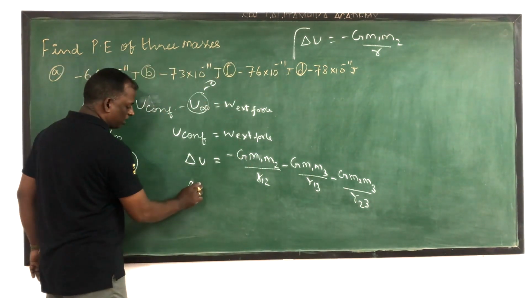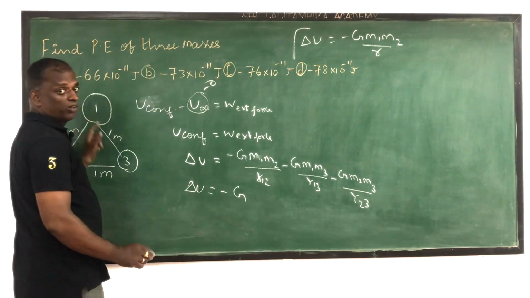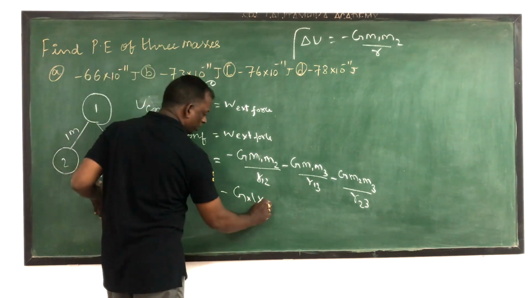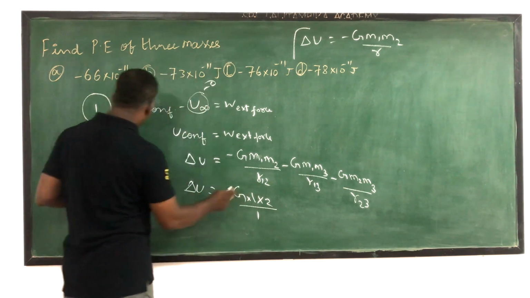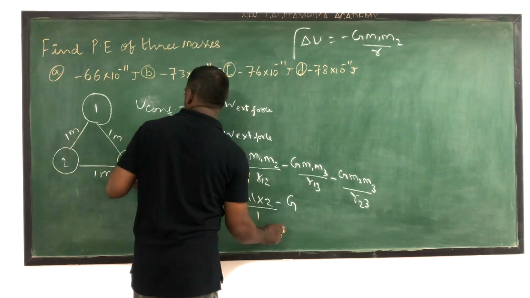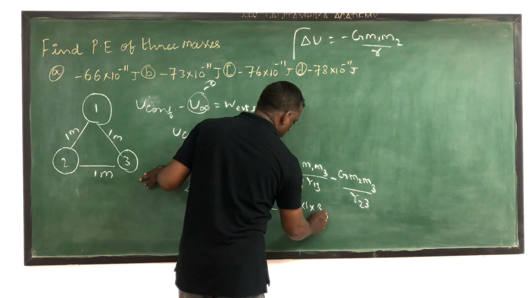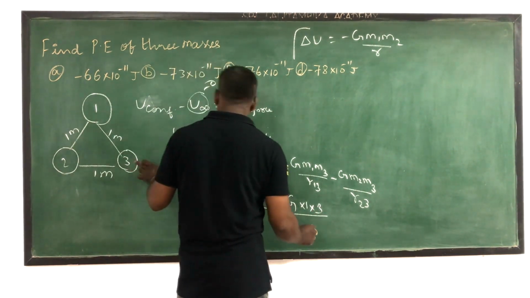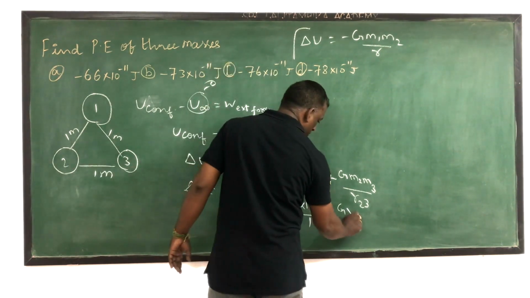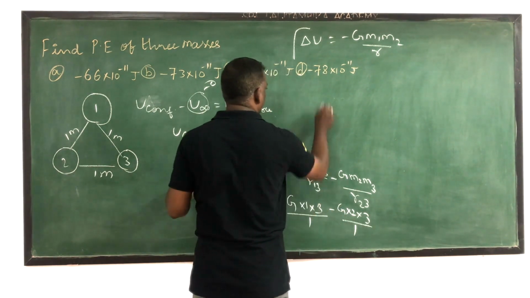So what is the potential energy? Delta U is equal to minus of G. What is m1? M1 is 1. 1 into 2 divided by 1, the R value is 1. Minus G, M1 value is 1, 1 into M3 value 3, 3 divided by R13 which is 1. Minus G, M2 value 2, 2 into M3 value 3, 3 divided by 1.